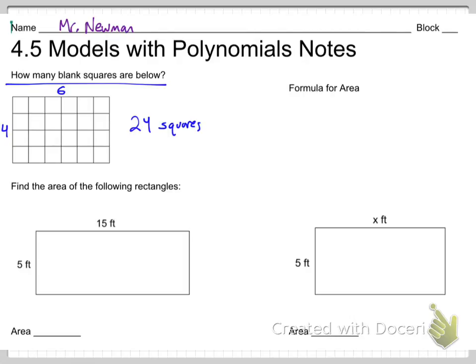24. So the formula for area, just to remind you, length times width equals the area of any rectangle. We're going to use that formula throughout this entire section. So it's just multiplying the length times the width. Let's find the area of this 5 by 15 rectangle. Well, you do 5 times 15 is 75.